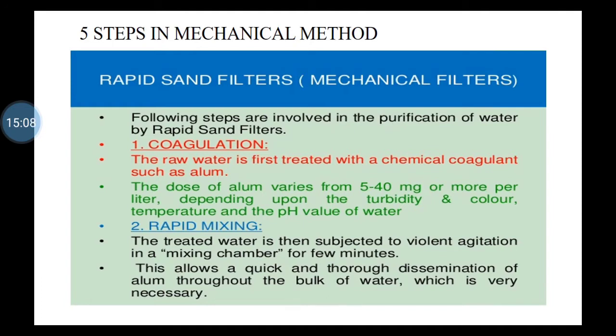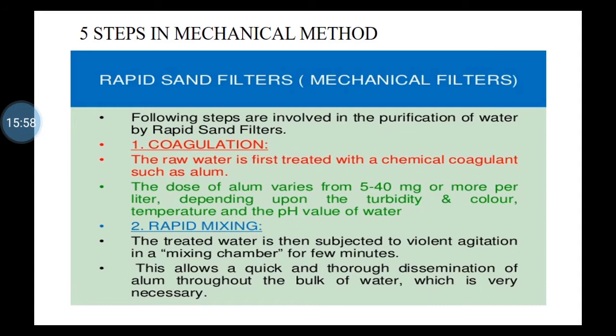Now coagulation: the raw water is first treated with a chemical coagulant such as alum. Alum, meaning turti, you might be knowing, is used at home for purifying water, isn't it? So the dose of alum varies from 5 to 40 milligram or more per liter, depending upon the turbidity, that is how turbid the water is, depending upon the color, temperature and pH. Accordingly the range is given for how much alum you have to take per liter of water. It is 5 to 40 milligram per liter.